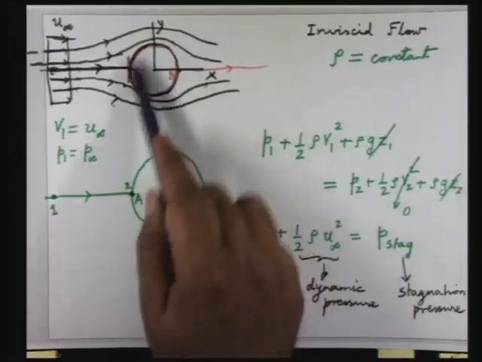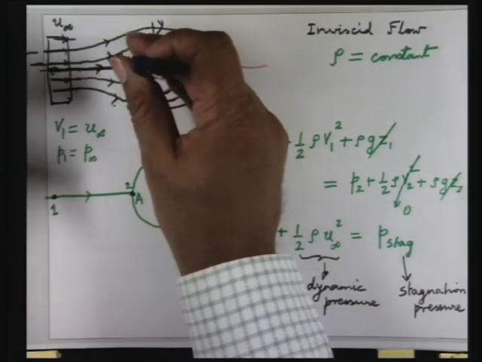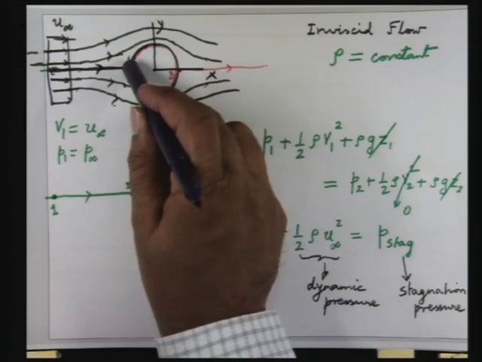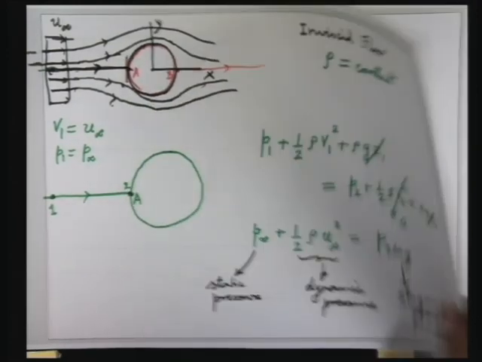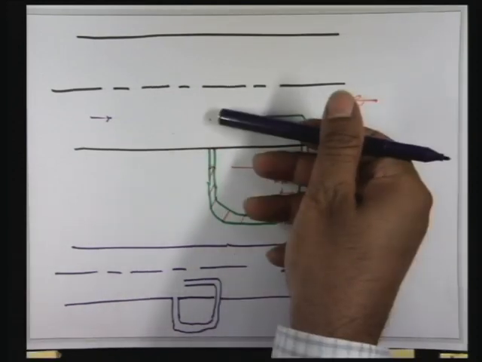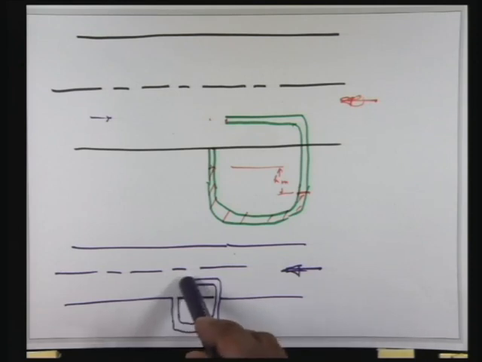This is like a bluff body, an obstacle placed in the flow which is coming this way. So this point is the stagnation point. Okay. Now similarly, here this point is a stagnation point, but here this will not sense the stagnation pressure.